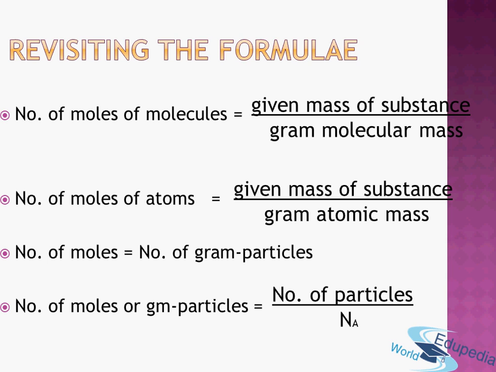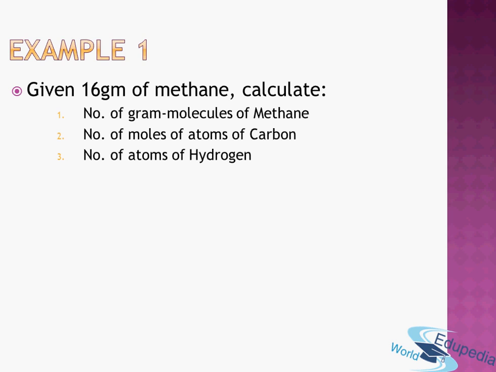For example, if you have 10 atoms of nitrogen, then 10 divided by Avogadro number would give you number of moles of atoms of nitrogen. If you have 10 molecules of nitrogen, then 10 molecules divided by Avogadro's number will give you number of moles of molecules of nitrogen. So now let's move on to the examples, the calculation part. Let's look at our first example for today.